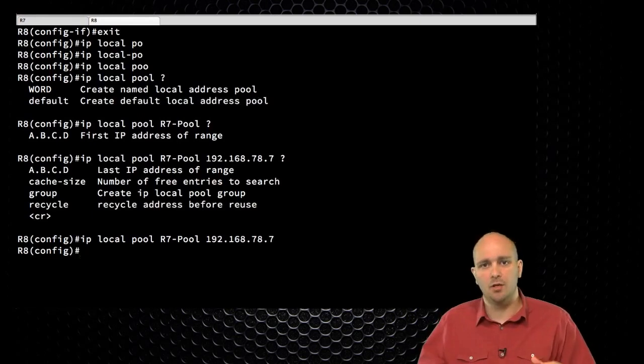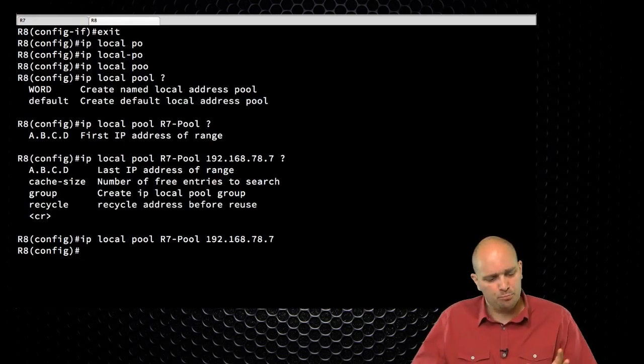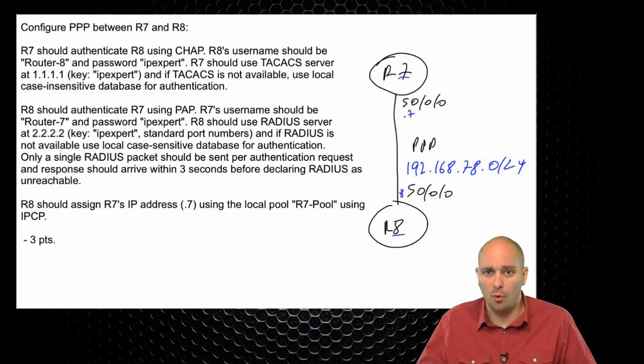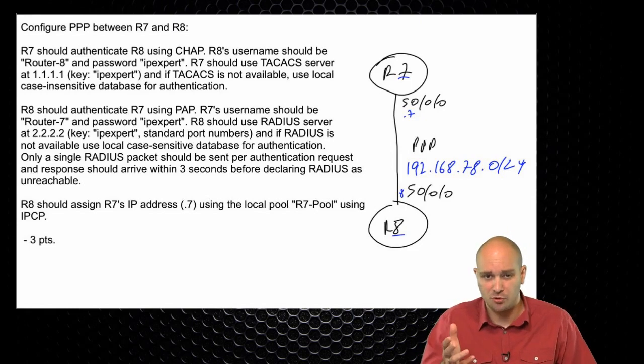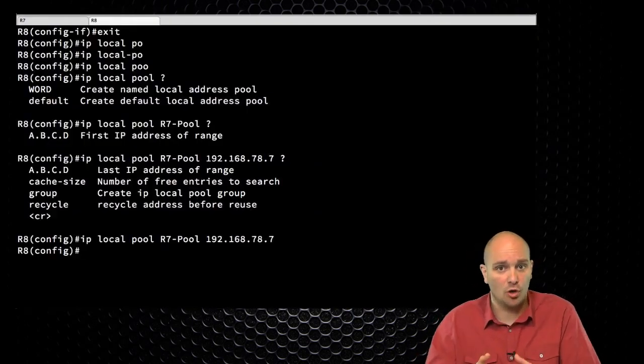Sometimes in the lab, you must not ask the question, why would I do this? The answer is simple, because the lab asked for it. Now, if the lab simply said, use IPCP to assign R7's address from R8, I wouldn't be using the local pool. I would be using a different method, which I'm going to show you in a second. I'm not going to configure, just going to show it to you, because it's happening in the same spot where I need to go next anyways.